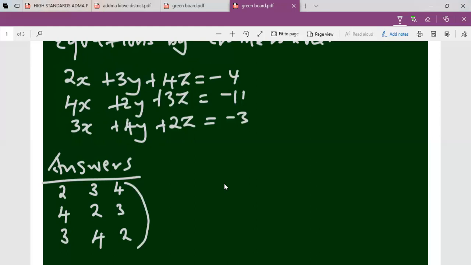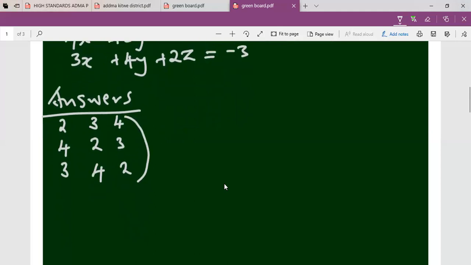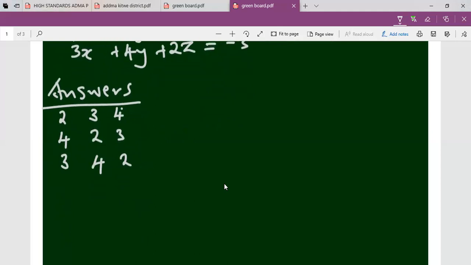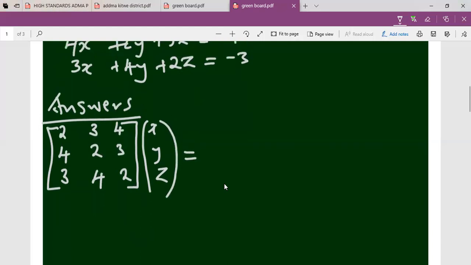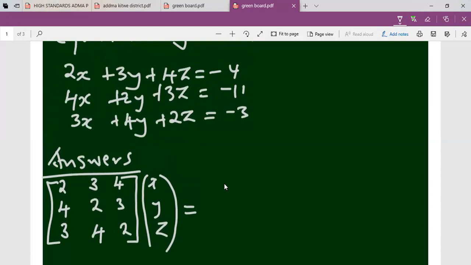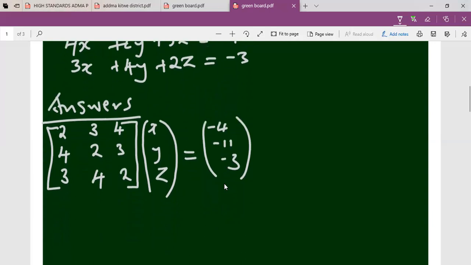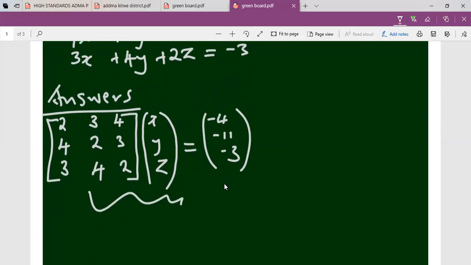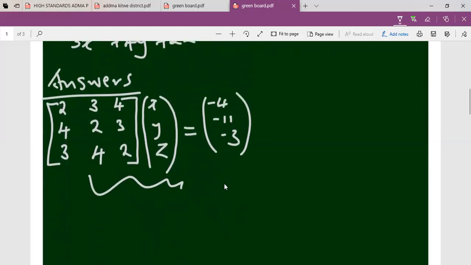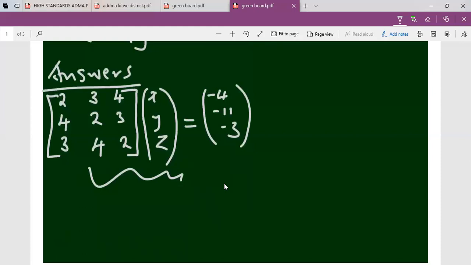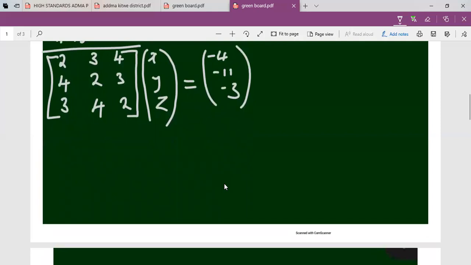But this is a matrix now. We can use a square bracket, there's no problem. Then the variables are x, y, and z, this should produce what we have on the right-hand side, which is -4, -11, and -3. What does it mean? If you multiply these two matrices, you produce the equations that we have on top. Okay, so what we are going to do is to find the D. So D is equal to the determinant of this matrix.